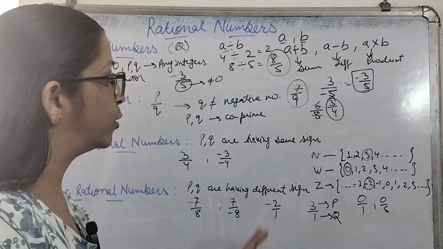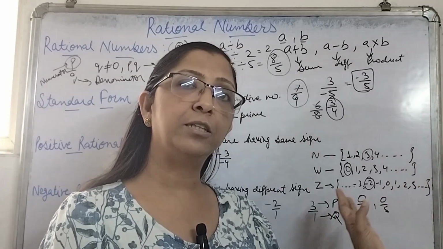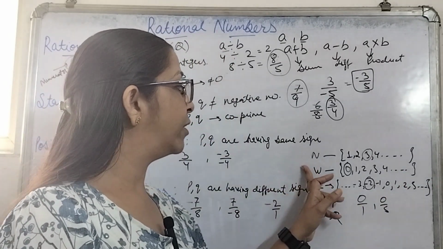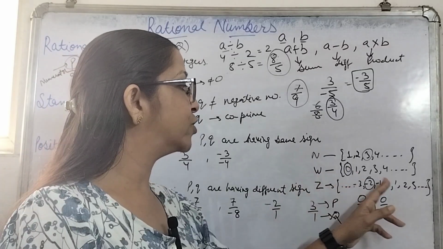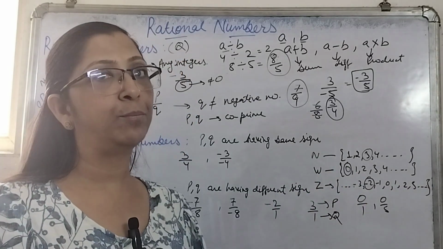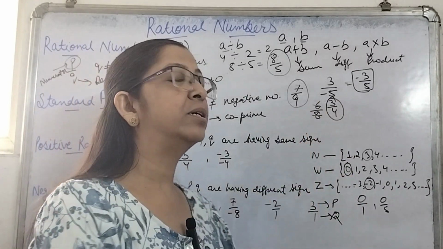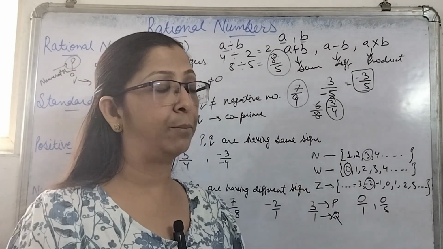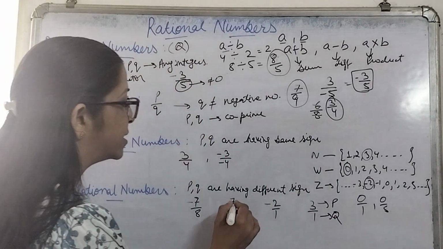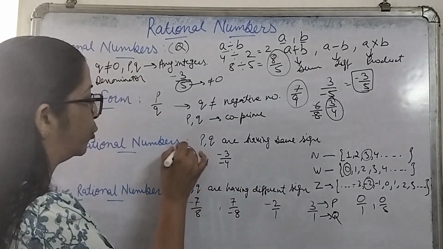So we can say that all the natural numbers could be represented in the form of P upon Q. All the whole numbers could be represented in the form of P upon Q. All the integers could also be represented in the form of P upon Q. And because they could be represented in the form of P upon Q, that's the reason they all are rational numbers.